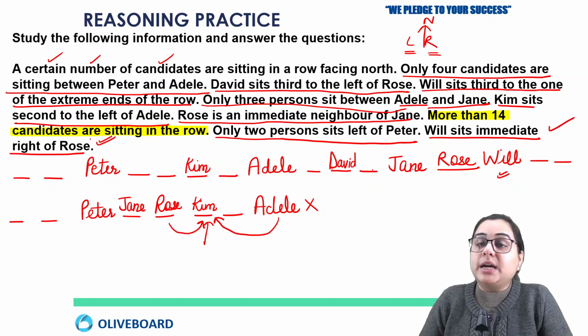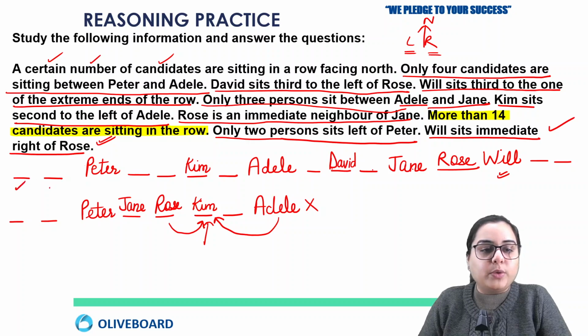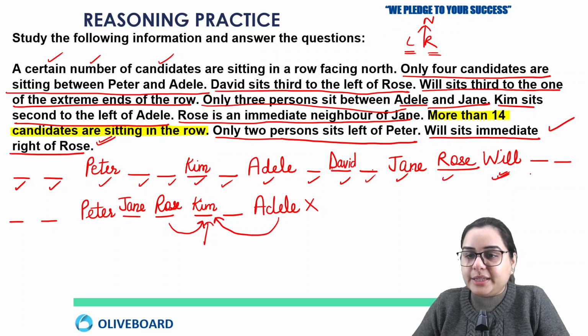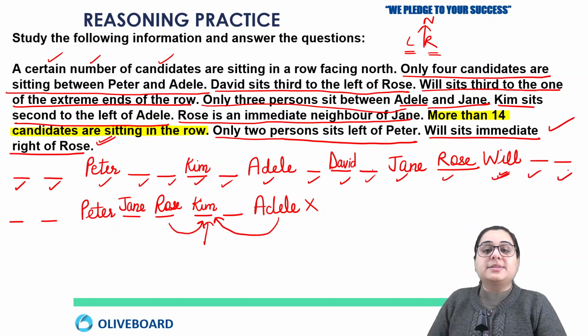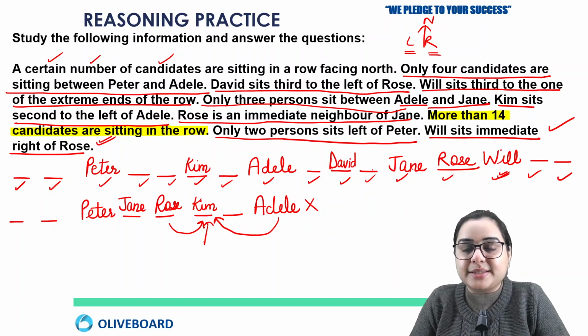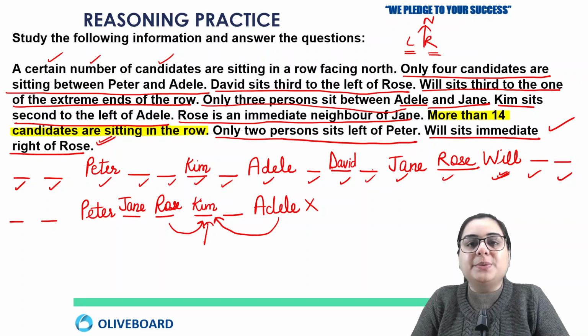Okay, so now let's count the number of persons. Now in this arrangement you have 1, 2, 3, 4, 5, 6, 7, 8, 9, 10, 11, 12, 13, 14, 15, 16. So here in this arrangement you have 16 persons, that is more than 14 candidates as mentioned in the question. Okay, so this is how you are going to solve this.